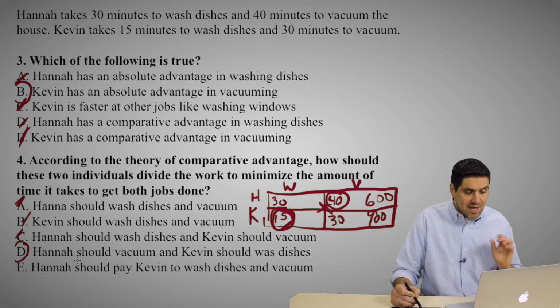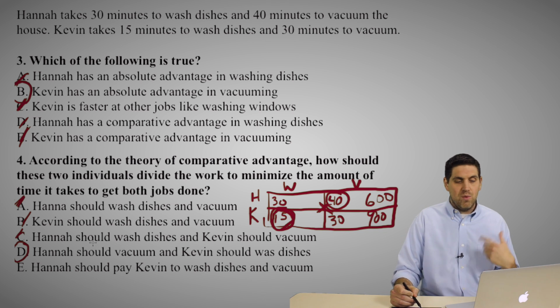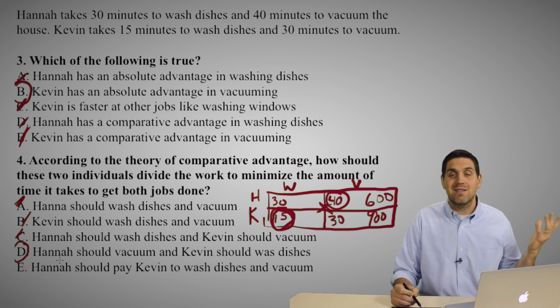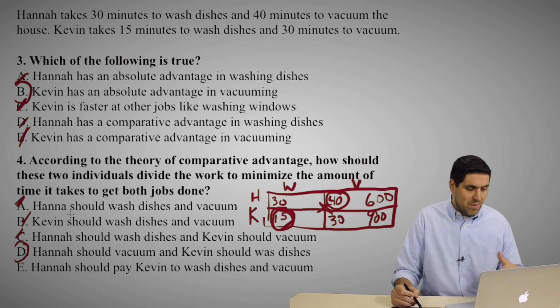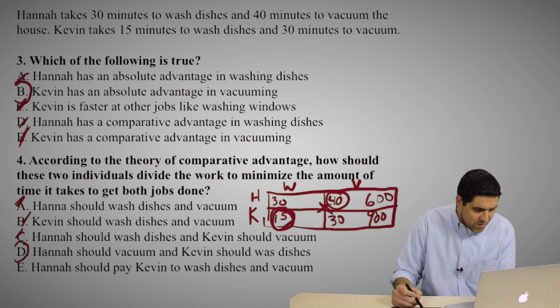Maybe. I mean, actually, E might be right if she was rich and she's like, listen, it's not worth my opportunity costs to be doing this job. I'll just pay something. But we have no information about that. Note that about it. The right answer is D.